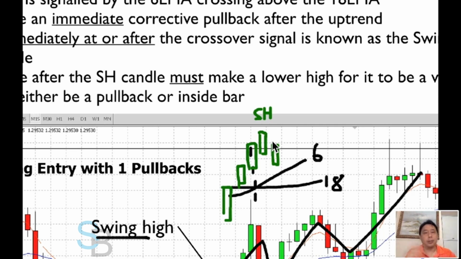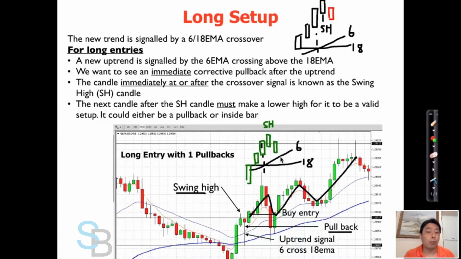If it keeps going up, it's not a valid setup, right? So in this case, it's a lower high, lower low. That's a pullback candle. Does this make sense? Great. So please understand this before we move on.